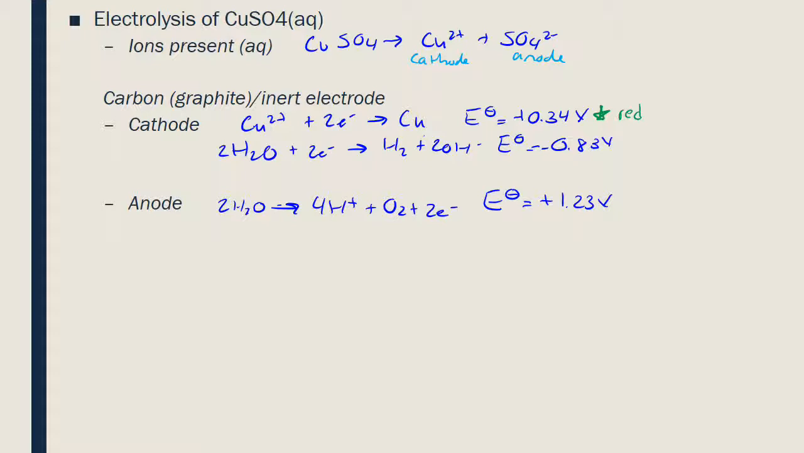Sulfate would not be reduced because if it was, it would actually create a strong acid that would then redissociate back into solution. So sulfate is actually very hard to pull out of solution. We have to do some other things to get that to work. So here water is going to be oxidized.